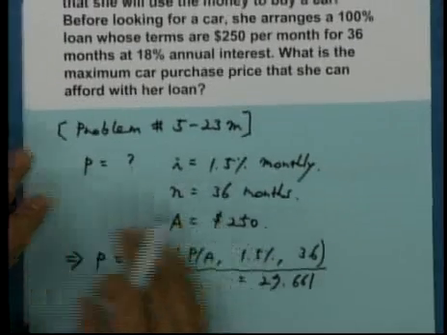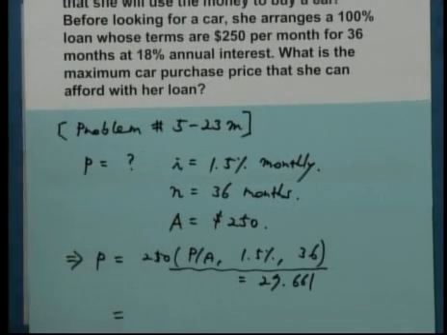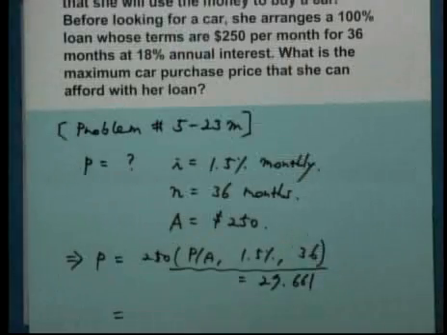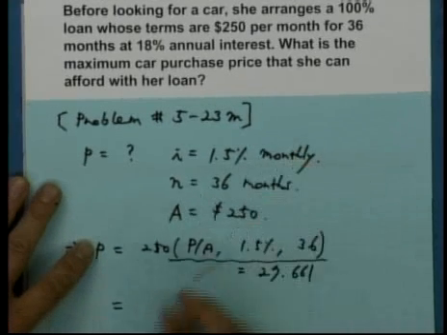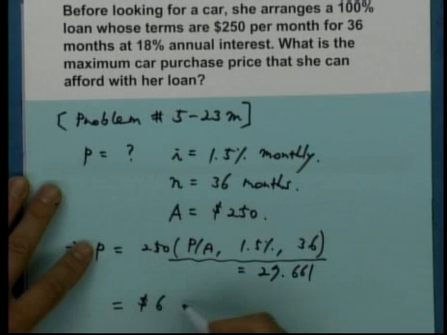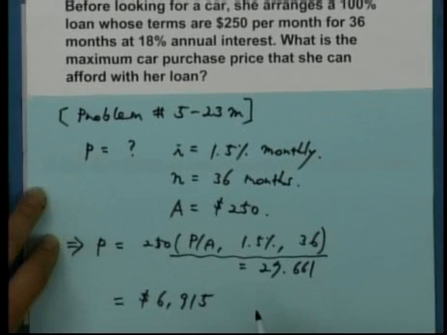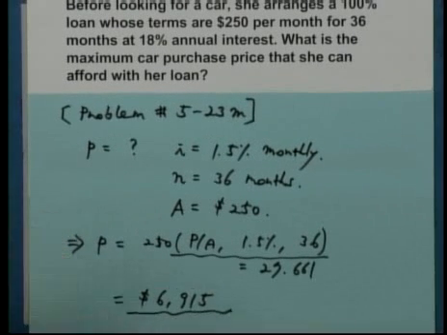So how much is this? Okay, it's going to be $6,915. Okay. This is the answer. That is the maximum car purchase price that she can afford with her loan.